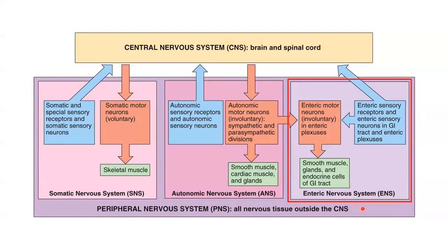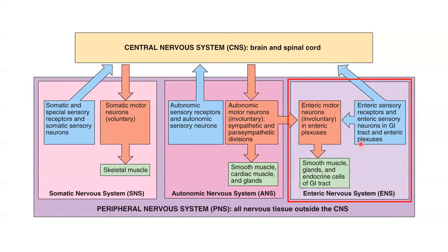The enteric nervous system, which is sometimes also just called the brain of the gut, is a division of the nervous system which is also involuntary. It was actually once considered part of the autonomic nervous system, but it has over 1 million neurons in enteric plexuses that extend the length of the gastrointestinal tract.